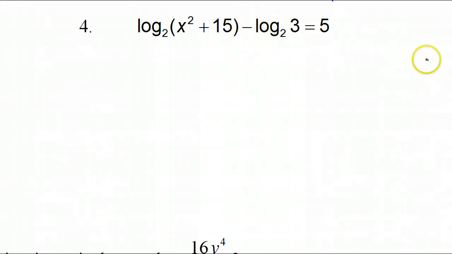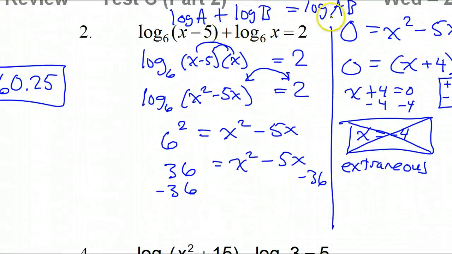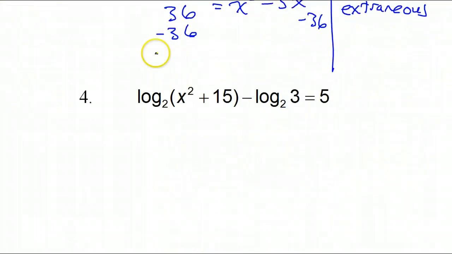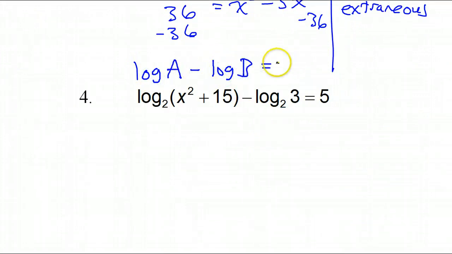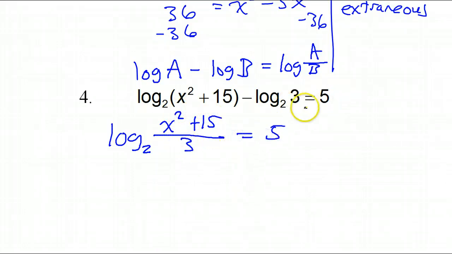When we added before, it condensed as a multiplication problem. All right, addition became multiplication. Subtraction, though, becomes division. Remember, log A minus log B can be written as a single log of A over B. That's the rule I'm about to use. So if I condense these, I'm going to have this divided by that. So x squared plus 15 over 3. And all that is still equal to 5.